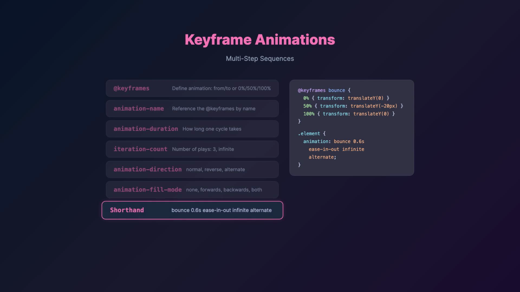The shorthand combines everything. Animation: bounce 0.6 seconds ease-in-out infinite alternate. Name, duration, timing, count, direction, all in one line.